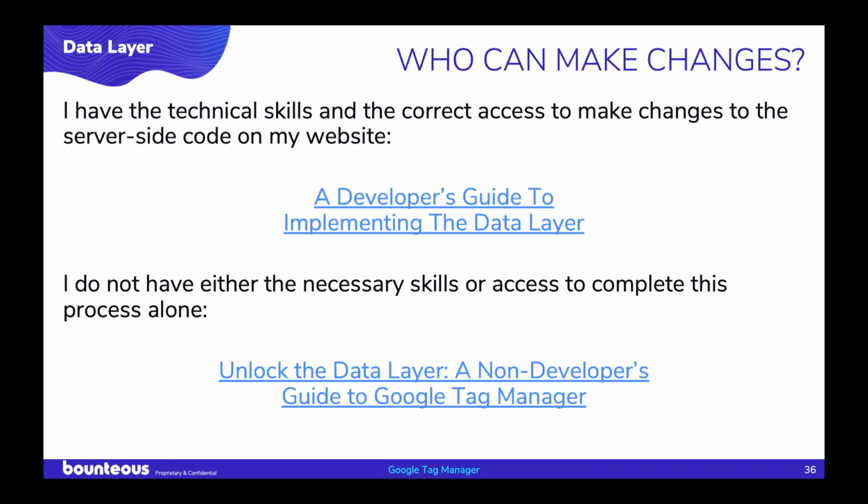So let's see, a few other things. Thinking a little bit about, again, who makes these changes, which we talked about a little bit before. There's a few blog posts that we have, just to plug our own Bounteous site, but there's a lot of great posts there. I'll share these slides afterwards too, but there is a developer's guide to implementing the data layer, and then a non-developer's guide to Google Tag Manager. So depending on your particular perspective, it might help you understand typically the process to getting some of this information into Tag Manager, getting into the data layer, and some possibilities as far as where the sharing of responsibilities can lie here.